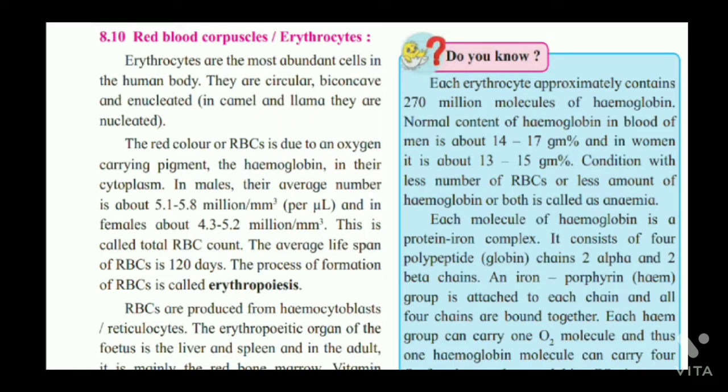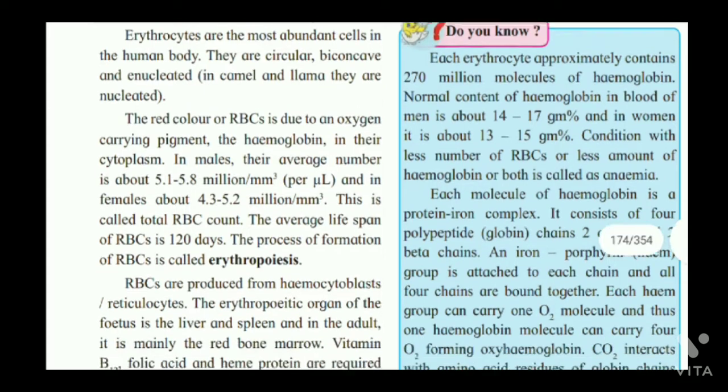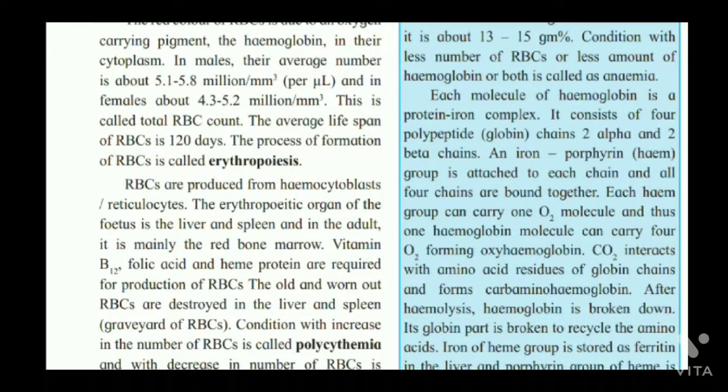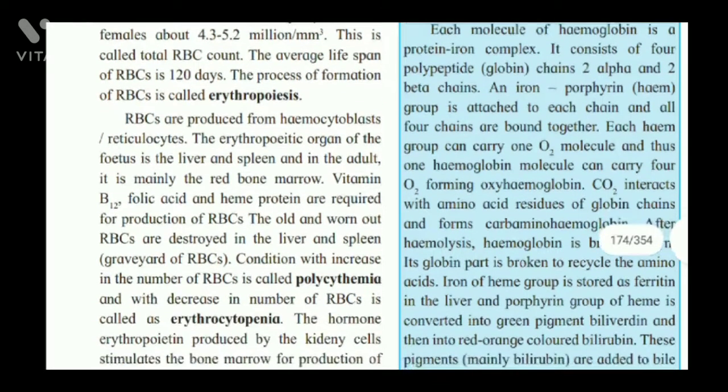Each molecule of hemoglobin is a protein iron complex. It consists of 4 polypeptide globin chains, 2 alpha and 2 beta chains. An iron porphyrin, that is heme group, is attached to each chain and all 4 chains are bound together. Each heme group carries one O2 molecule, and thus one hemoglobin molecule can carry 4 O2, forming oxyhemoglobin. CO2 interacts with amino acid residues of globin chain and forms carbaminohemoglobin.